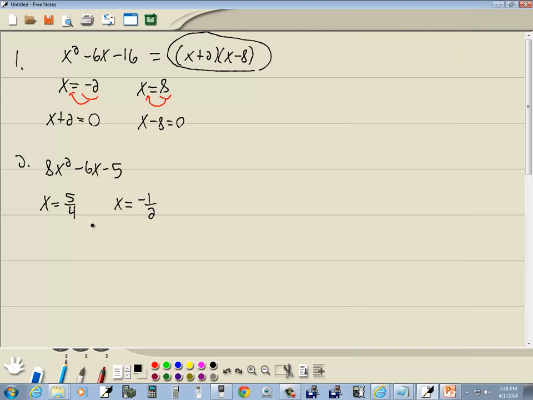Okay, now we're ready to work with this. Remember what I said: we do not want any fractions. Well, that's easy. For this first one, we can multiply both sides by 4.